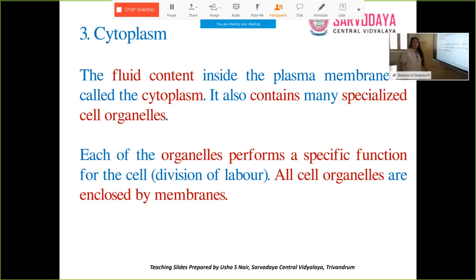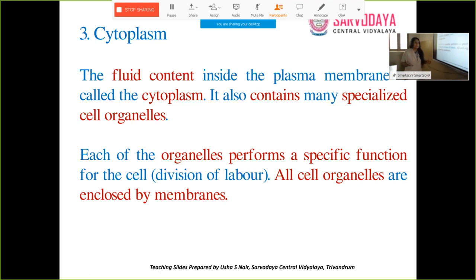Cytoplasm is also nothing new. You know cytoplasm. We have mentioned now in an easier way what cytoplasm is: the jelly-like fluid within the cell, outside the nucleus and within the plasma membrane. So the fluid content inside the plasma membrane is called the cytoplasm, the jelly-like substance which you have done.